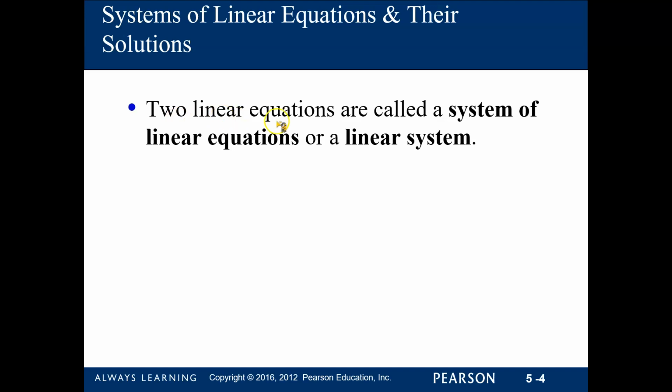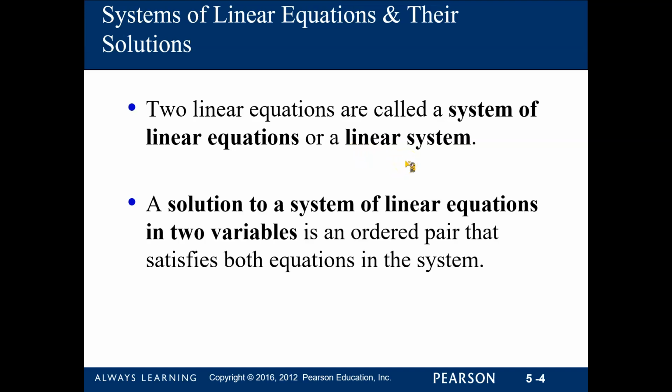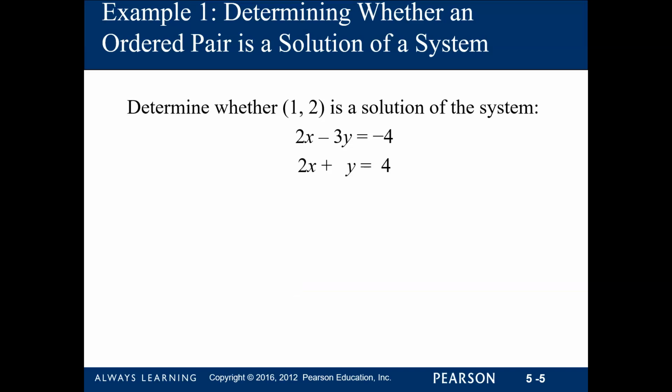So when we have two linear equations, two or more actually, but we're just going to focus on two for this topic, it is what we call a system of linear equations, or simply linear system. A solution to a linear system is an ordered pair. It is a point. It's an xy value that can satisfy both equations in the system. Satisfying both equations means that if you replace the x and the y values into equation number 1 and into equation number 2, and they both become true, then we have a solution. So let's take a look at this example.